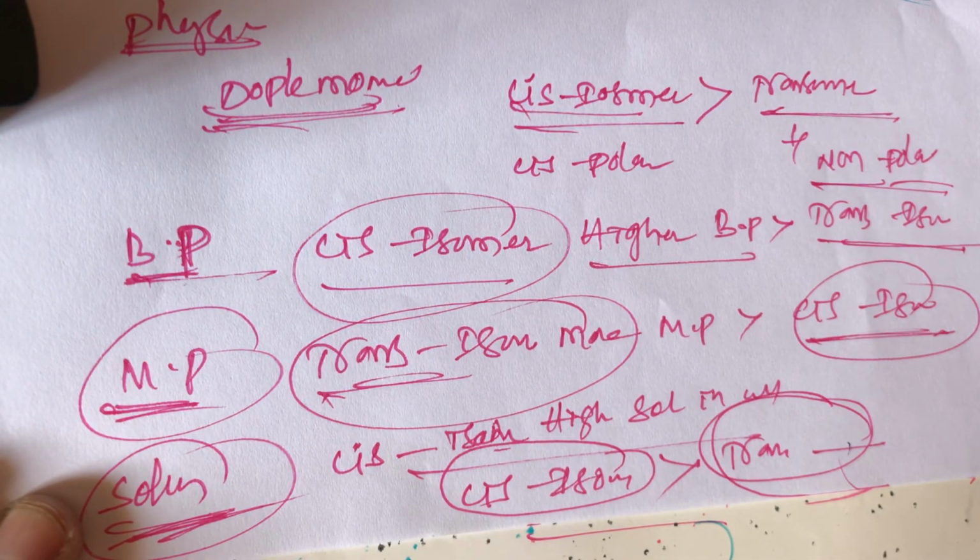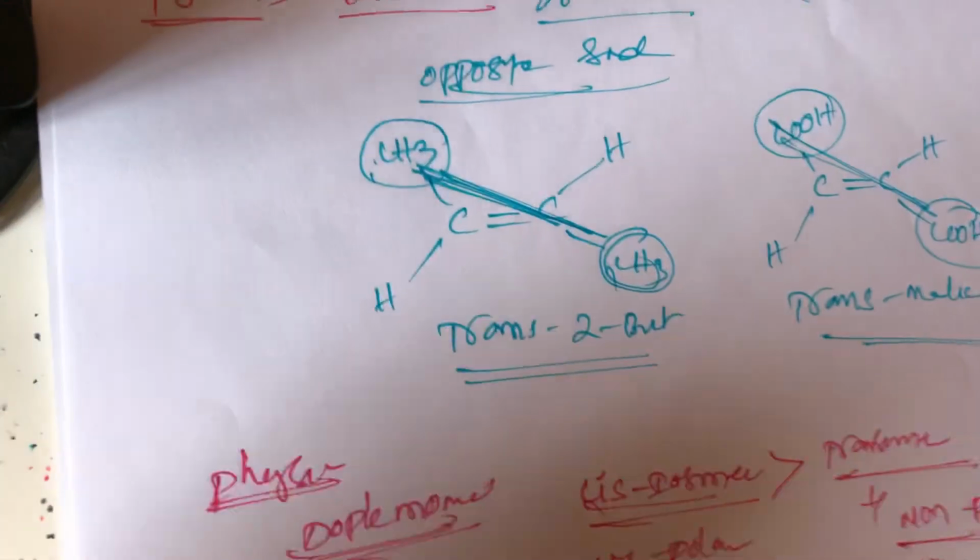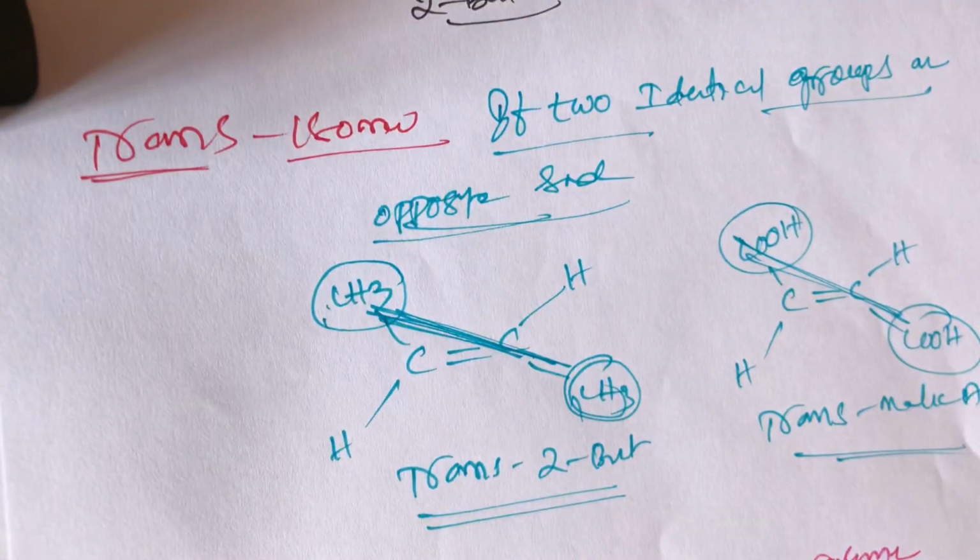So these are the main important physical properties: dipole moment, melting point, boiling point, and solubility. Solubility depends on polar nature. Polar compounds are always highly soluble in water, so that is why cis compounds are more soluble than trans isomers. These are the physical properties of geometrical isomers, cis and trans isomers.